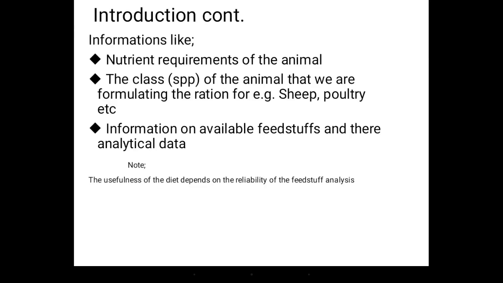We have information like the nutrient requirements of the animal. We have the class, the class of animal that we are formulating the ration for. Is it sheep? Is it cattle? Is it poultry? Any type of animal. We have information on available foodstuffs and the analytical data. We have to note that the usefulness of the diet depends on the reliability of the foodstuff analysis.